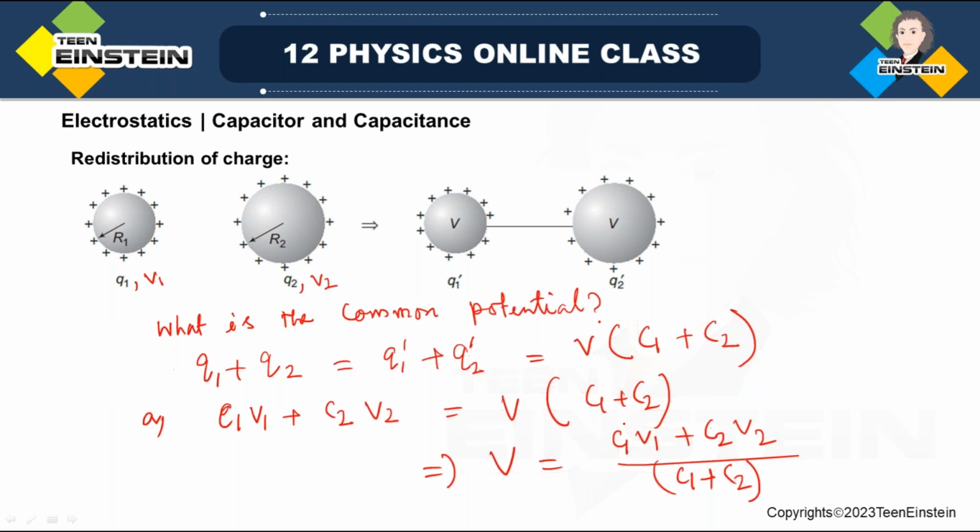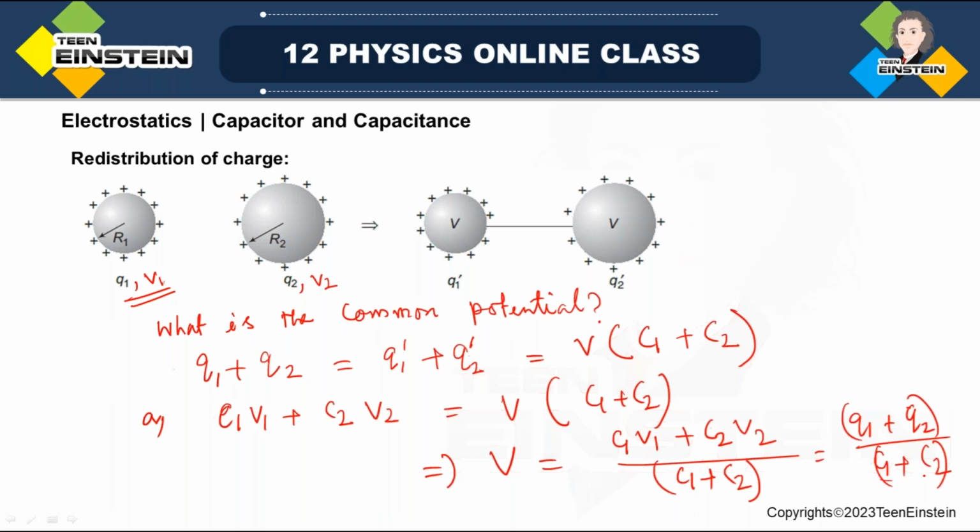Or this I could have written in this way also. Suppose the Q were given, then Q1 plus Q2 divided by C1 plus C2. This also is possible. If the information is given like this, V1 and V2, initially they were C1 and V1, initially C2 V2, then we can use this way. Or if the charges are given directly, then I can do it like this also: Q1 plus Q2 divided by C1 plus C2. That means the total charge divided by total capacitance.